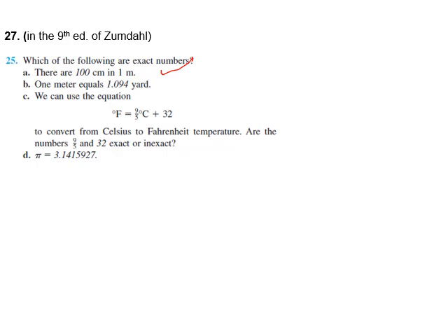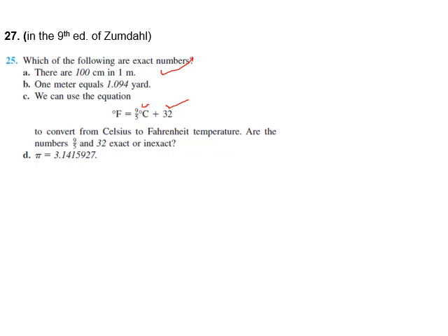Come down to C next. Remember, we talked about this before. We said that 9 over 5 and that 32 we're going to consider to be infinite numbers of sig figs, or in other words, exact numbers. So don't use those either to limit your number of sig figs for your answer. You see what I'm saying? And if you don't understand what I'm saying here, just email me, okay, or call.